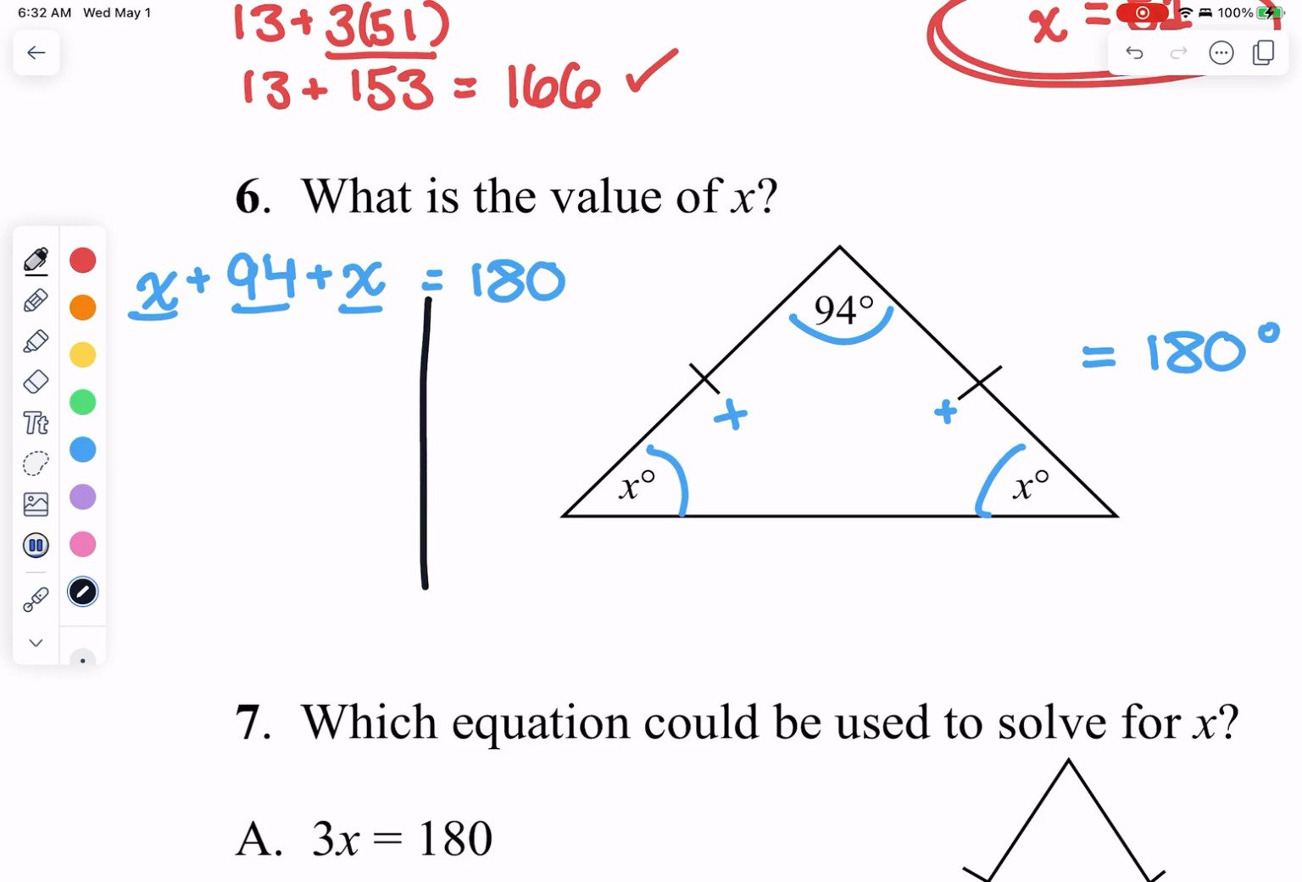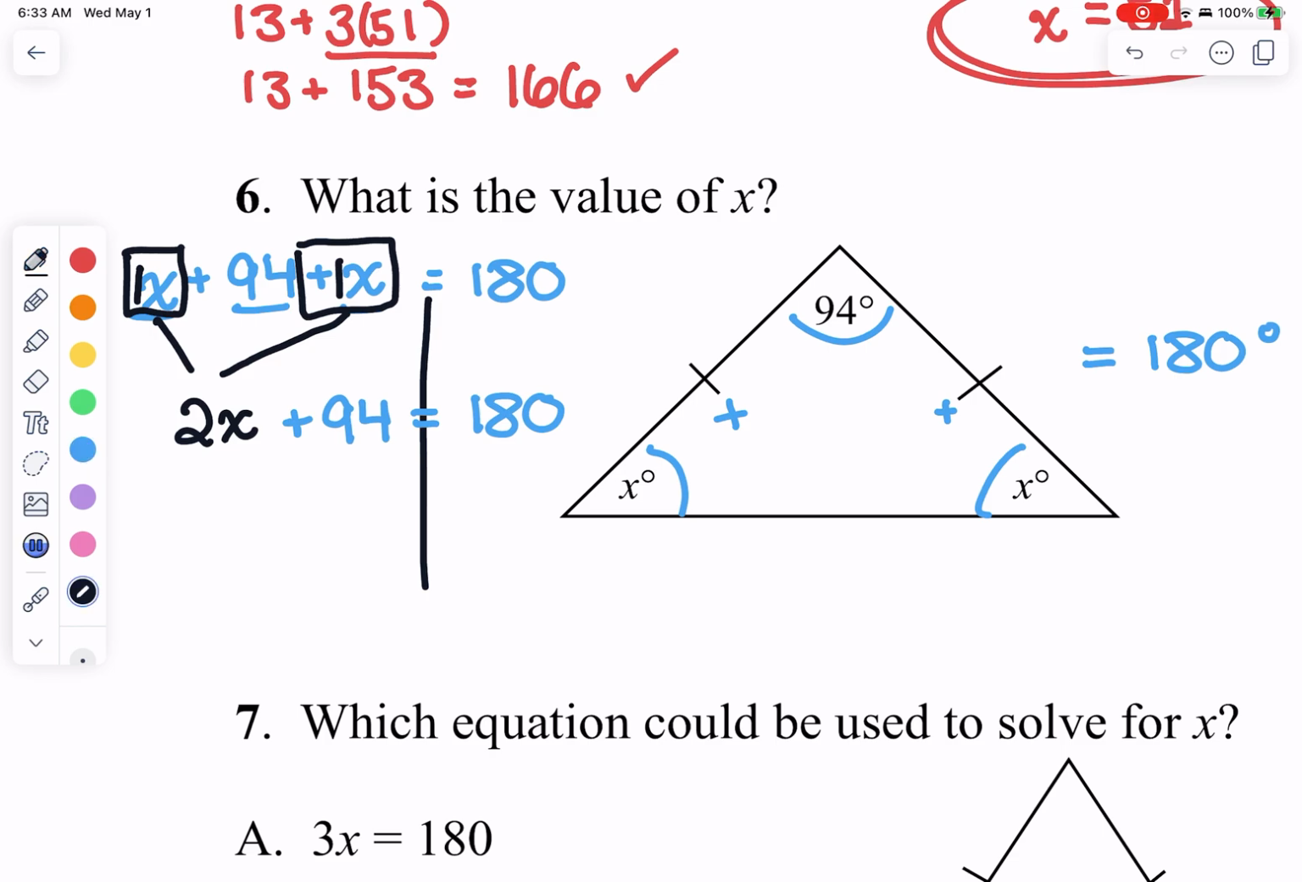So I dropped my line. Now I'm going to box my x's. There's two of them. So here's an x. Here's another x. And remember, I do not want two boxes. If I have two boxes on the same side, we can combine them. X plus x, that is 1x, plus 1x is 2x. Plus 94, didn't touch it, so I'll drop it, equals 180.